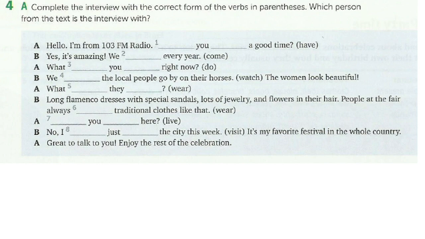Okay, so then in exercise number 4, this exercise is on page number 41 again. So please go to page 41 again, and here you have in the instructions, complete the interview with the correct form of the verbs in parentheses, which person from the text is the interview with. So there you have the verbs, and you need to use the verbs in parentheses to complete the sentences.